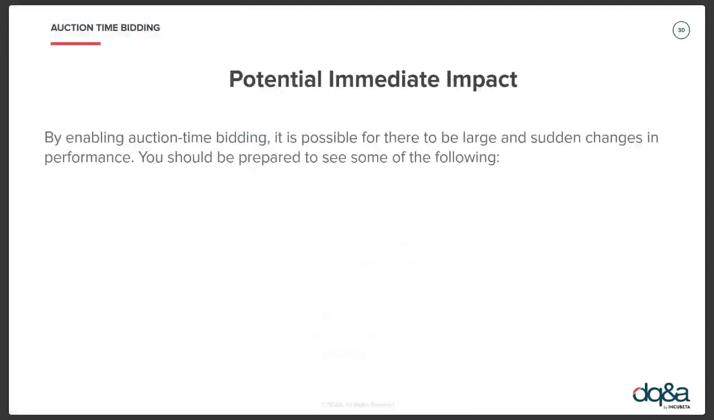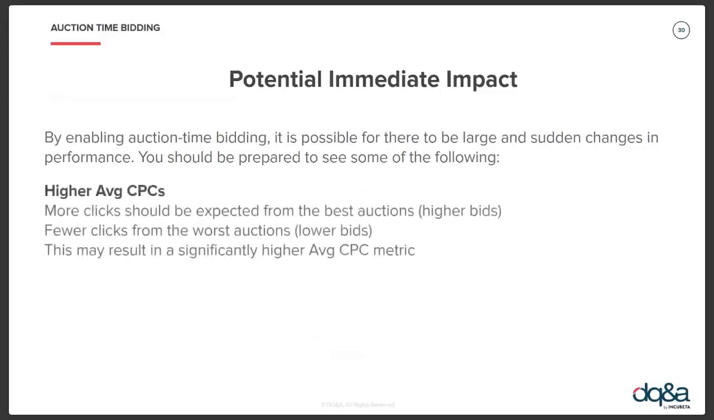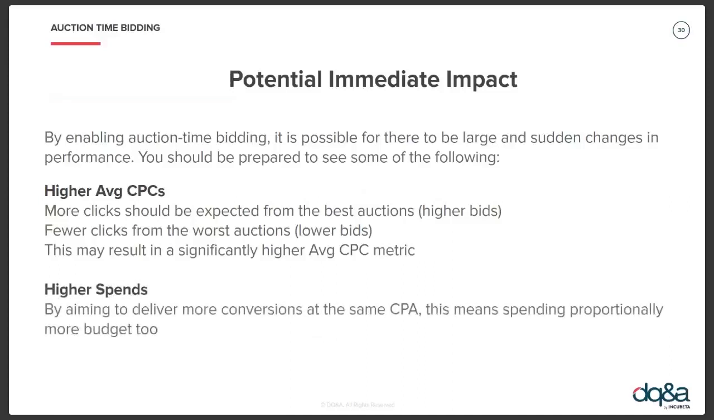Now, what can happen when launching auction time bidding? You may see a few initial effects due to the change in bidding logic. Firstly, you may see higher than average CPCs immediately after launching. There may be more clicks from better auctions and higher bids, and fewer clicks at lower bids for poorer performing auctions. We've seen this from our own internal tests, as the Google auction time bidding algorithm has identified keywords or queries to increase based on the conversion data and signals the algorithm is interpreting.